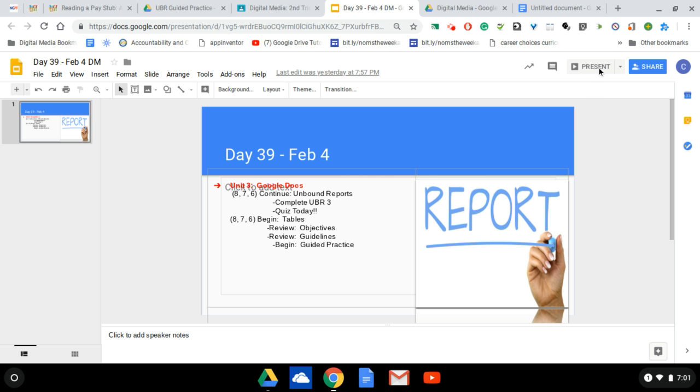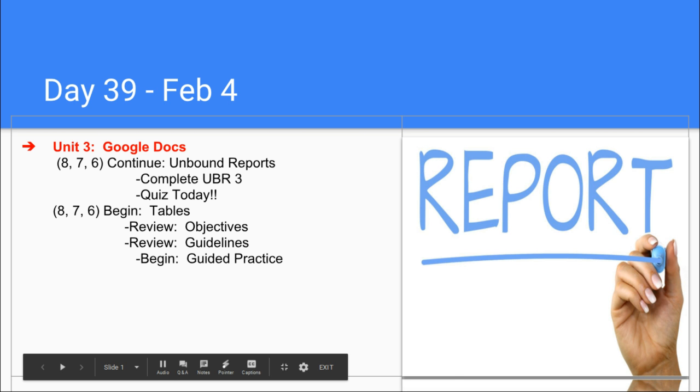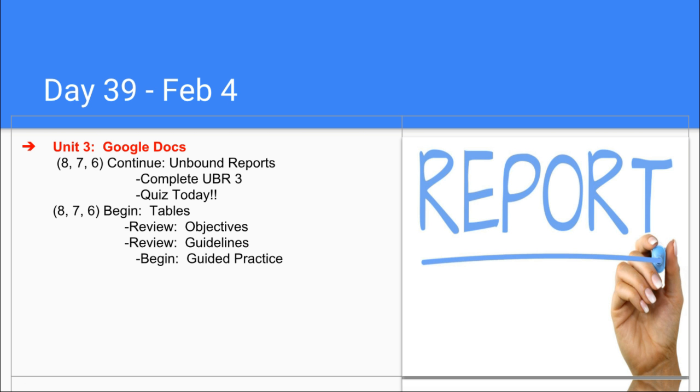So as I open up the agenda, you're going to see that we're continuing the Unbound reports. We're actually completing those today. So UBR 3 is going to be completed in class. There is a quiz in class today over Unbound reports, and that quiz took place for 8th grade and both 6th grade classes. 7th grade was unable to do the quiz today because of some internet issues, so we're going to take that quiz tomorrow.